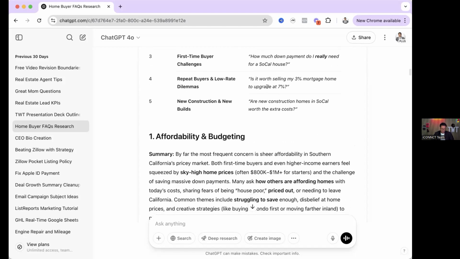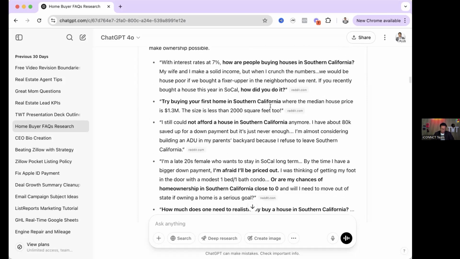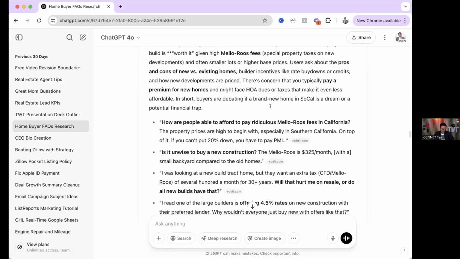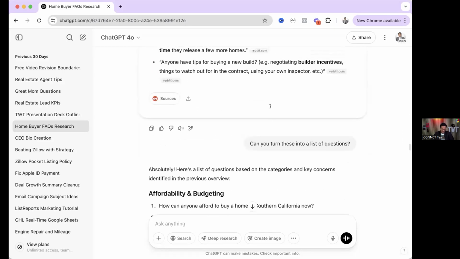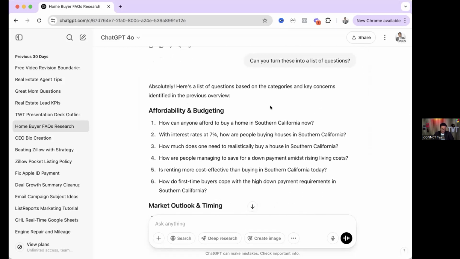Repeat buyers and low rate dilemmas. Is it worth selling my 3% mortgage home to upgrade to 7%? That's such a great piece of content. New construction and new builds. Are new construction homes in SoCal worth the extra costs? That's a great question, right? And then you just scroll in here and just make notes of any content ideas that come to mind as you scroll through there.